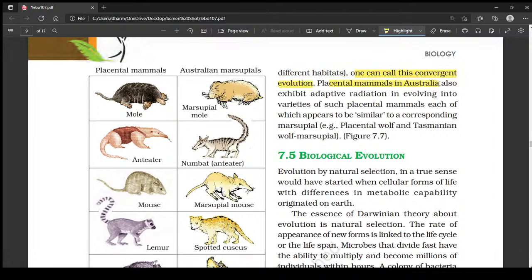Placental mammals in Australia also exhibit adaptive radiation, evolving into varieties of placental mammals, each of which appears to be similar to a corresponding marsupial. Examples: placental wolf and Tasmanian wolf, a marsupial.